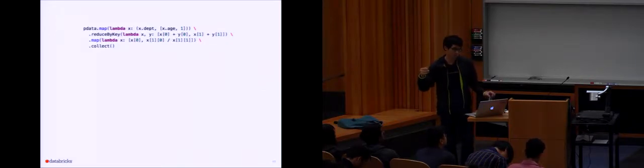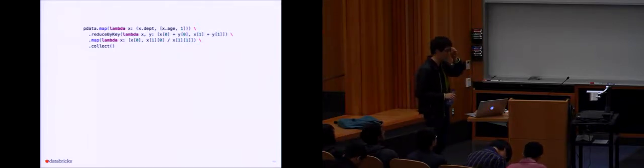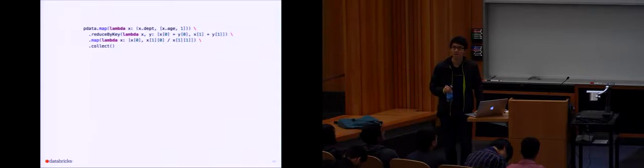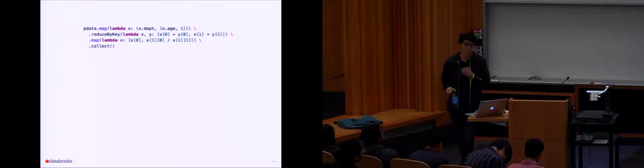So one example is this Spark program. I used to ask people what this means and wait for them to put up their hands. Should I do that? I'm just going to tell you the answer. What this does is it computes the average age of each department. This is using the Spark Python API. You could write a similar program with the Java API or the Scala API.